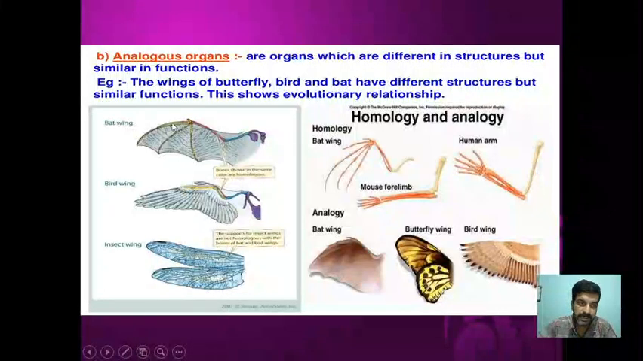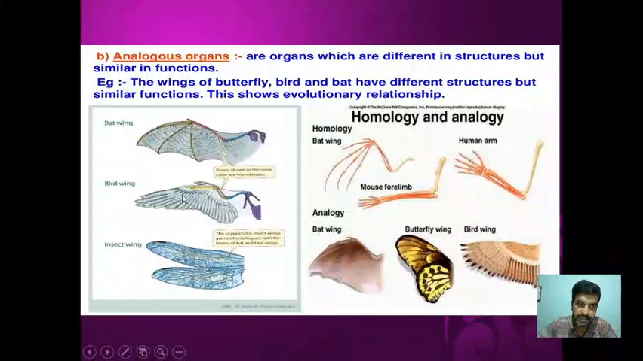Then we find the analogous organs here. So wing of a bat, wing of a bird and insect wing. Right? Here it is only the extension of the body. It is an invertebrate. Right? There are no bones. But here both of them have bones.